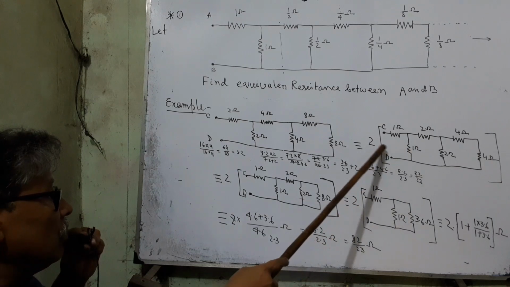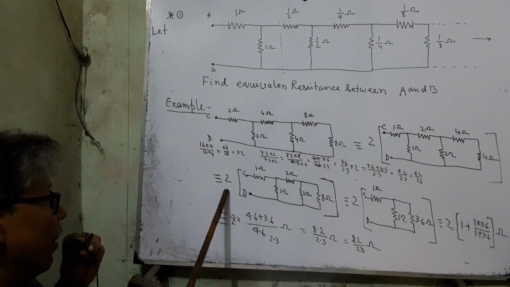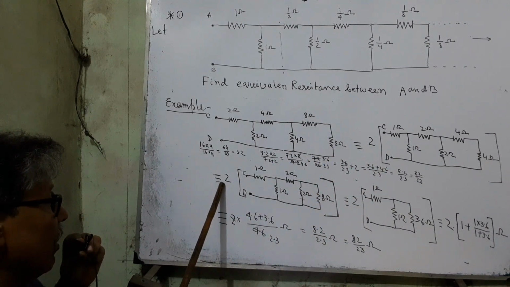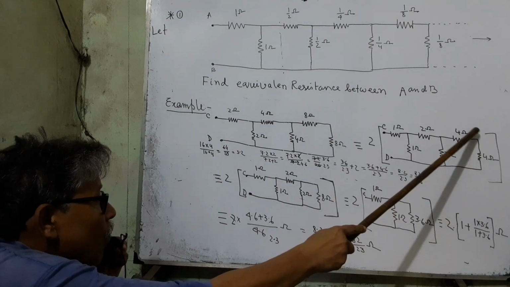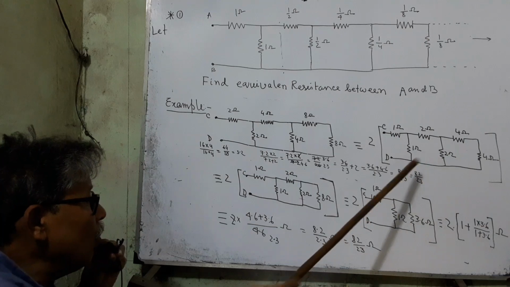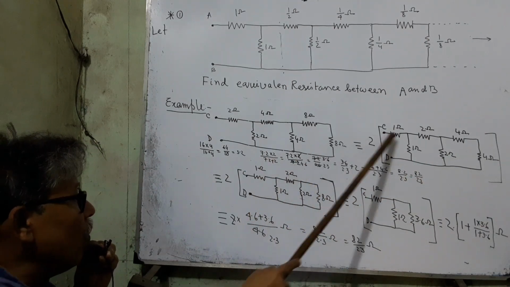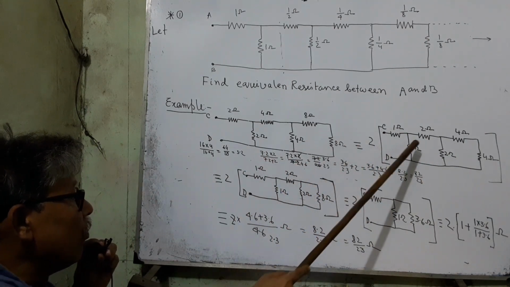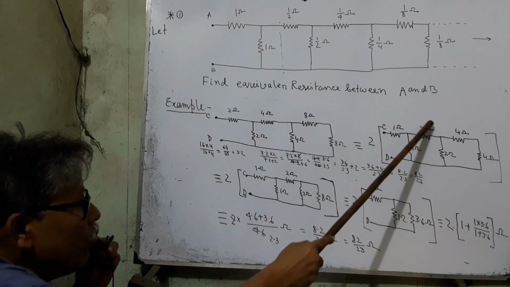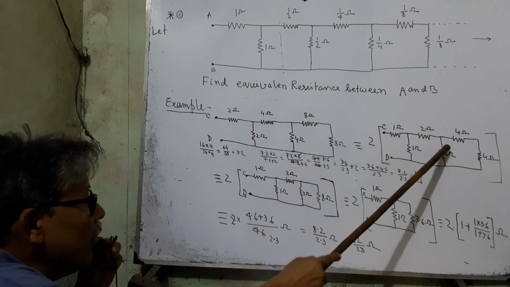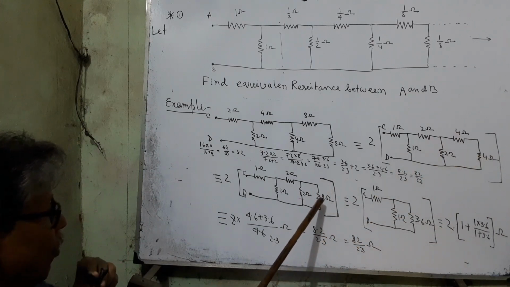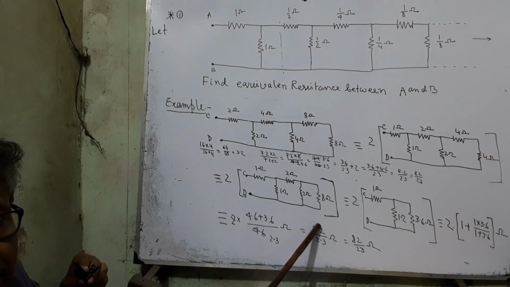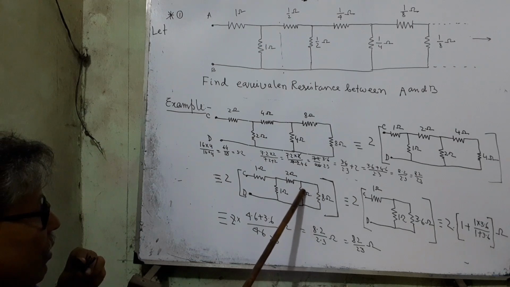Now this 2 we have written in here, okay. Now we see this 4 and 4 ohm, 8 ohm. Look here. This is 1 ohm. This is 1 ohm. This is 2 ohm. And this 2 ohm. And this 4 ohm and 4 ohm. This 8 ohm. It is in parallel. These two are in parallel combination.